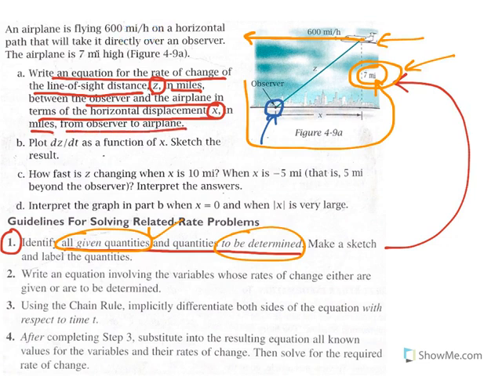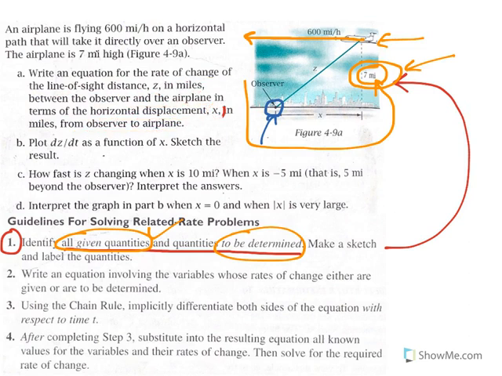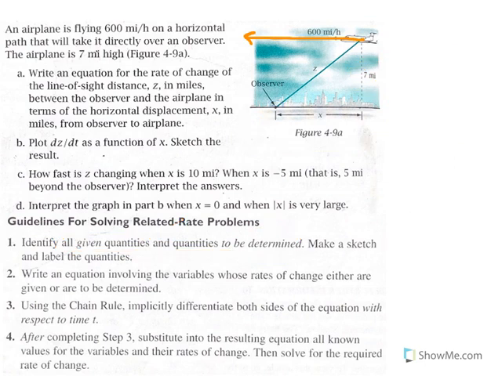So let's go ahead and read that again more carefully so that we understand exactly what it is that we're being asked to do. Write an equation for the rate of change of the line of sight distance z. So here's the observer, here's the plane. And this is the observer looking at the plane. And this is called the line of sight from the observer to the plane. And there is a distance between the observer and the plane along this line of sight.